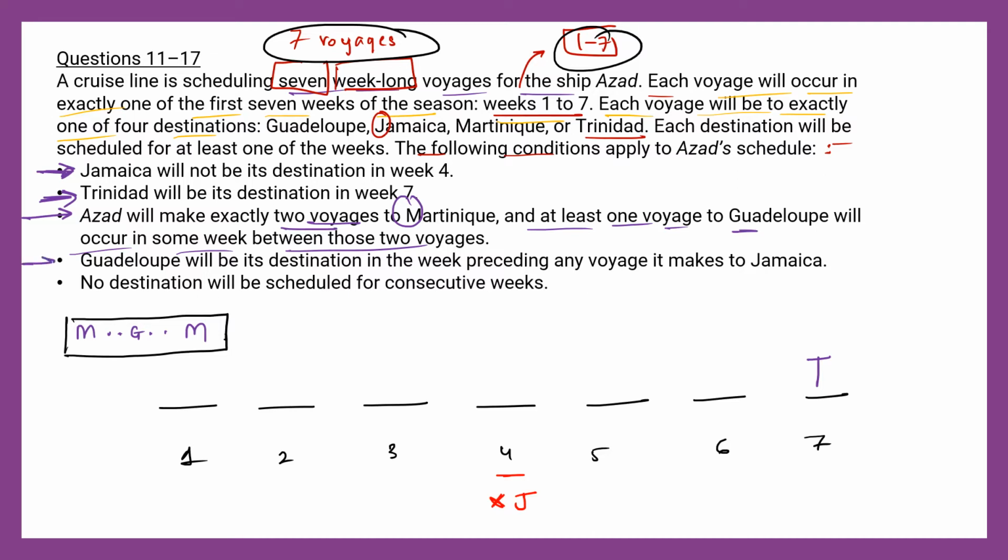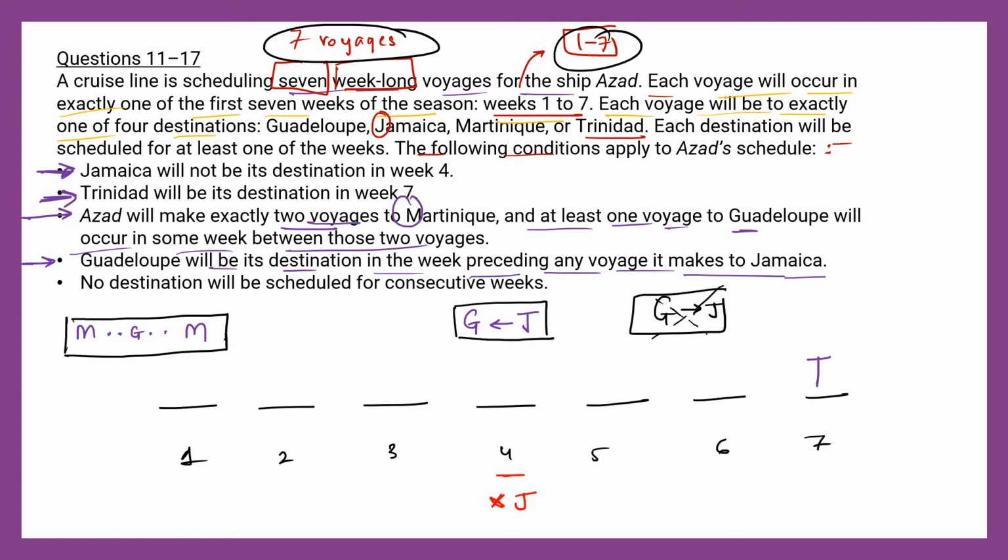It says that G will be its destination in the week preceding any voyage it makes to J. So it says that whenever there is a J, okay, let's say there's a J, then in the week preceding that, there will be a G. Now, an important thing for you to remember here is that this is not the same as saying that whenever there is a G, there will be a J in the next week. That's not what this is, okay?